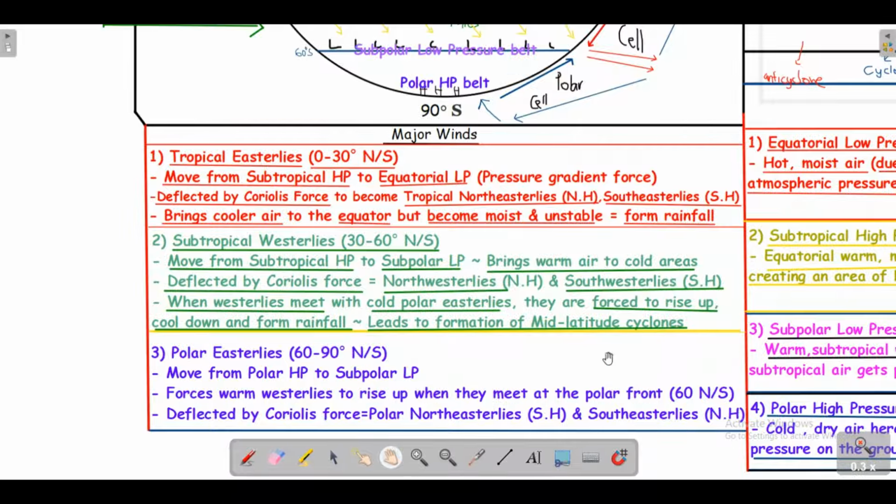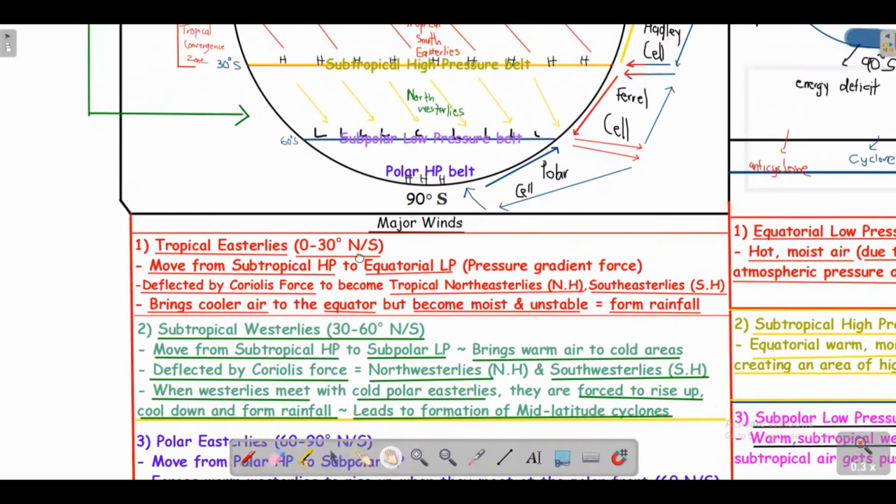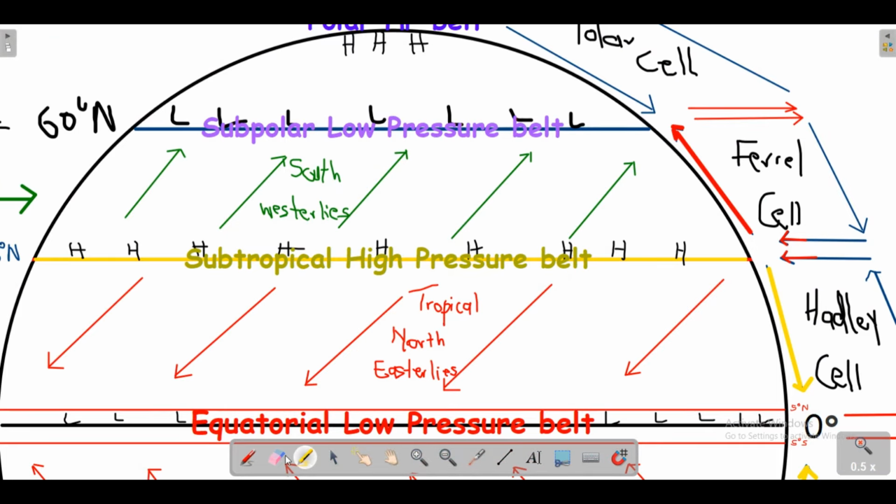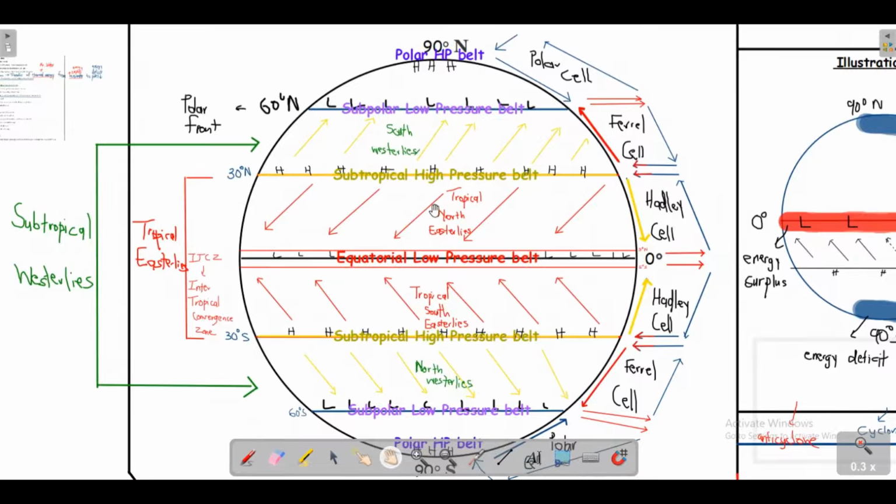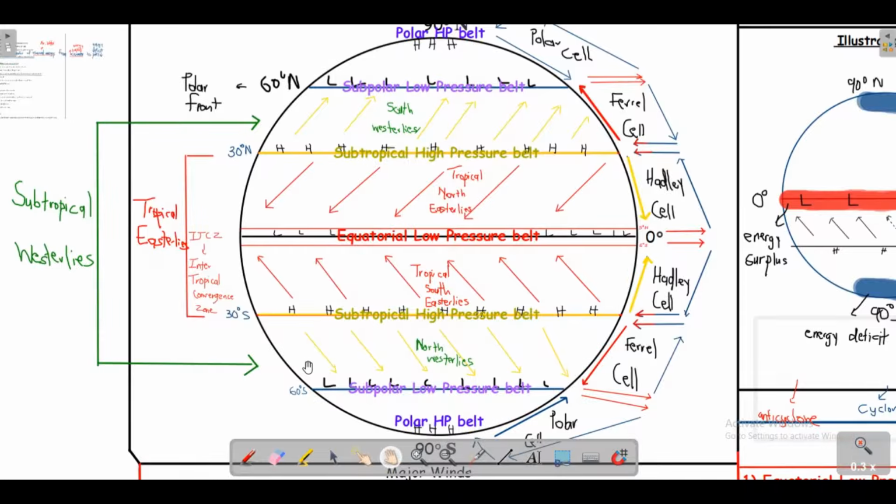So it leads to a system of low pressure. That's what a cyclone is, which we call a mid-latitude cyclone. This is the upliftment of warm air by the cold air. Okay, so these are the subtropical westerlies, guys. Yeah, I should have used the same color over there. So that's your southwesterlies in the northern hemisphere and northwesterlies in the southern hemisphere, but we collectively call them the subtropical westerlies.